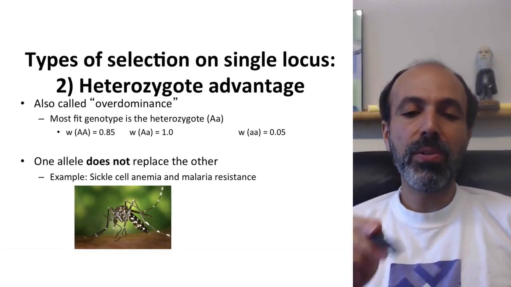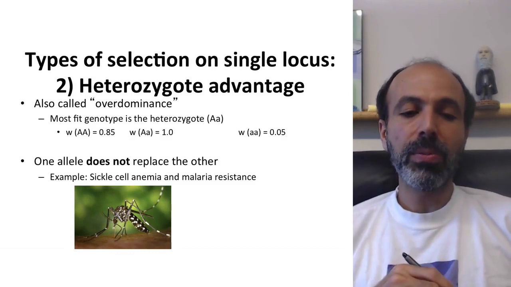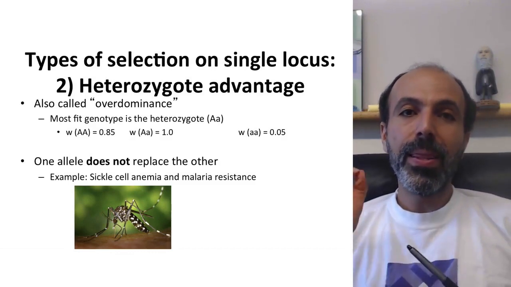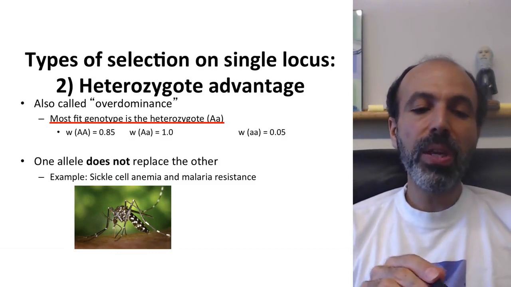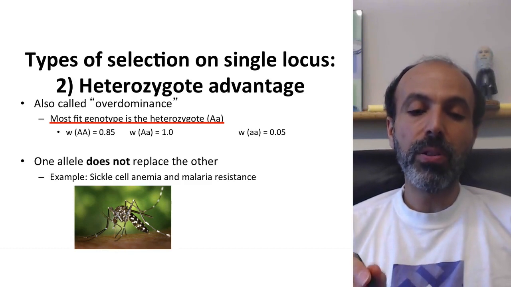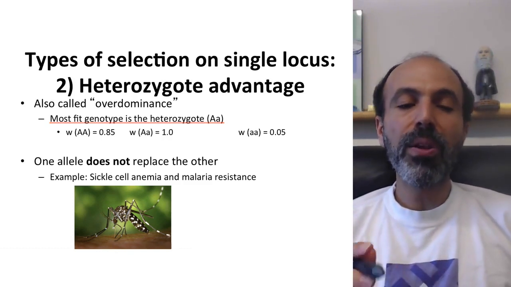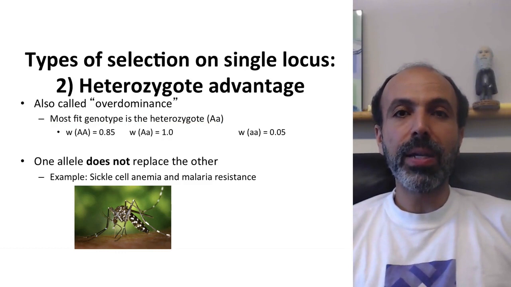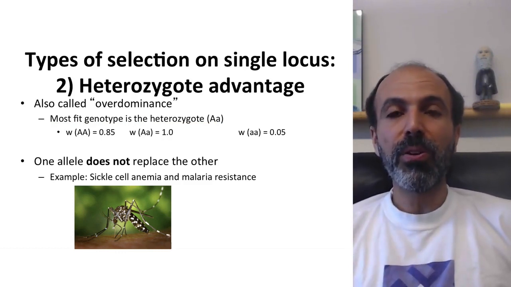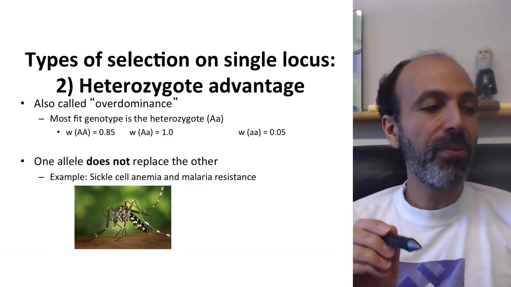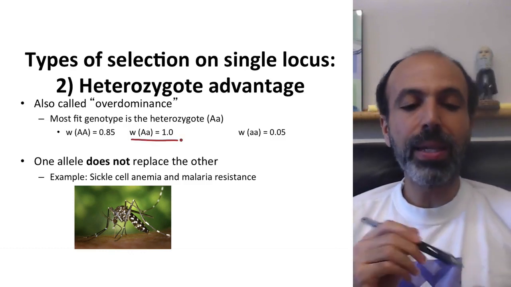This is the case of heterozygote advantage. This is often called overdominance. In that particular case, the most fit genotype is the heterozygote, or the big A, little a. So this one is more fit than both kinds of homozygotes. The two homozygotes may differ in fitness from each other, but the highest fitness is associated with the heterozygote.